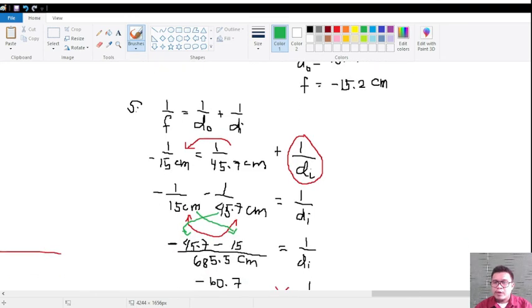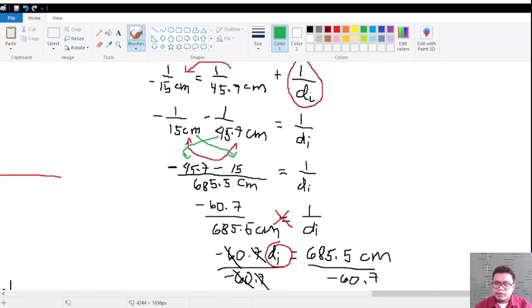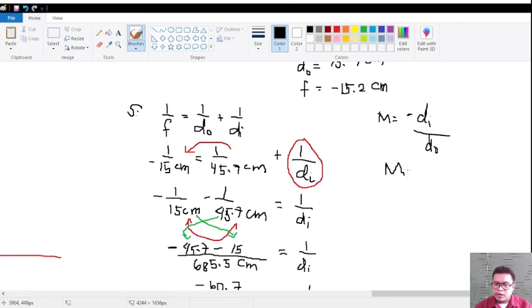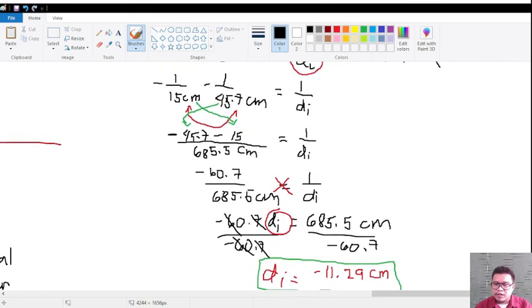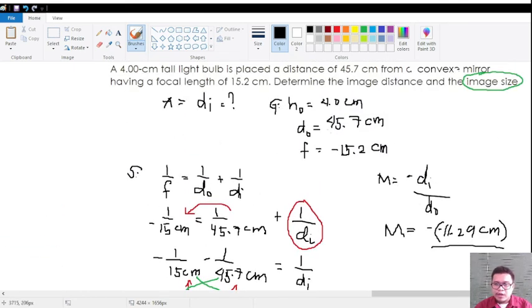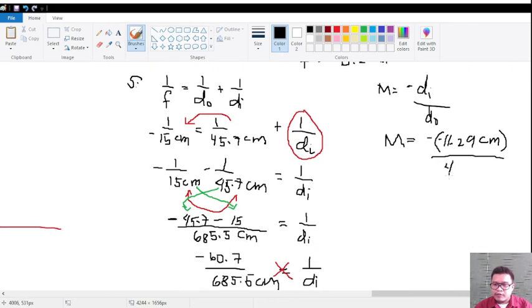So how are we going to calculate that? To get the image size, all you need to do is use the magnification equation. For the magnification equation, m is equal to, let's use the one from a while ago, negative di over do. So m is equal to negative, our di a while ago, 11.29 centimeters. Negative 11.29 cm, divided by our do here, which is 45.7 cm.